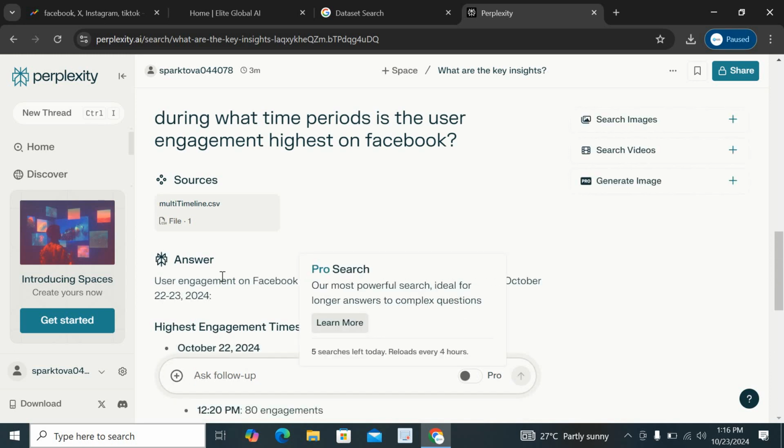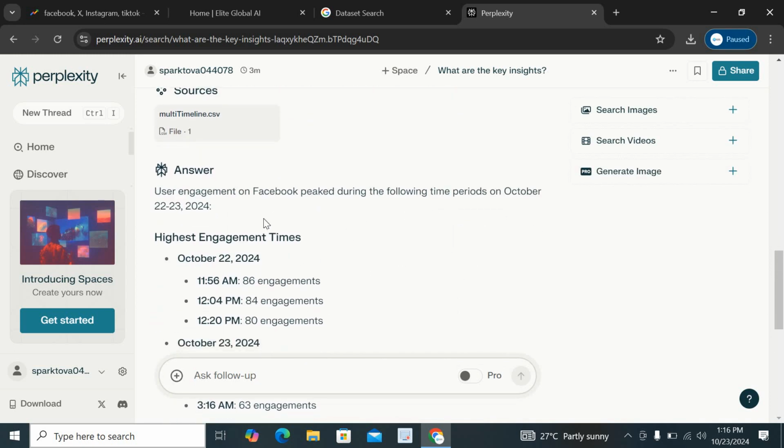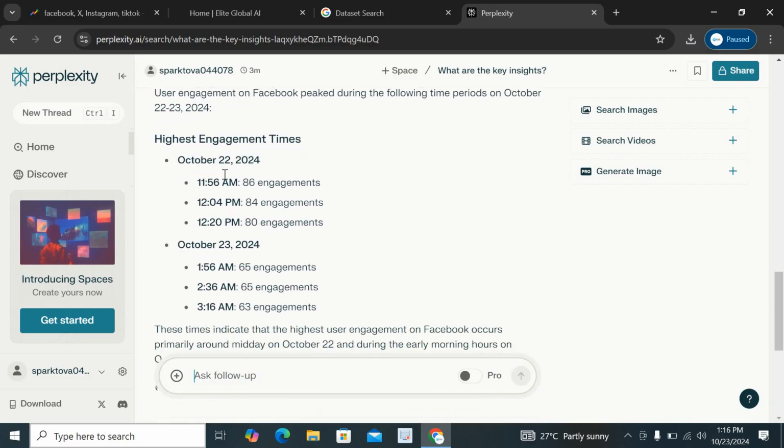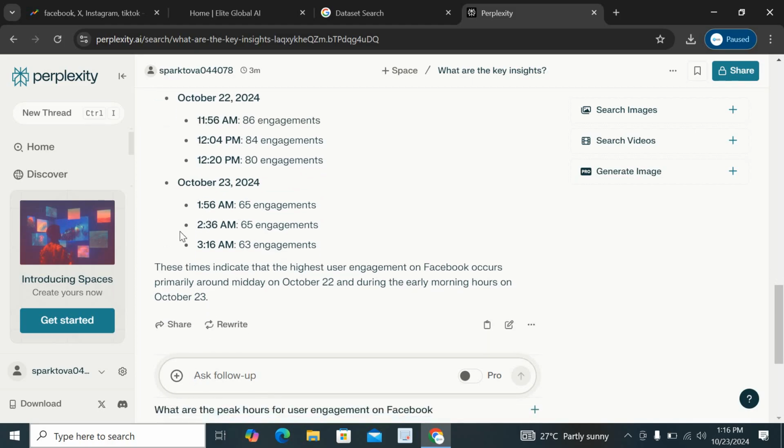So user engagement on Facebook peaked during the following time periods on October 22nd to 23rd, 2024. So during October 22nd, it is 11:56 a.m., 12:04 p.m., 12:20 p.m. This is the highest engagement time on Facebook. So if you want to post your content, you have to post between 11:50 to 12:20. That was for October 22nd. October 23rd, the highest engagement times were 1:56, 2:36, 3:16 a.m. in the morning, early hours of the morning, right?